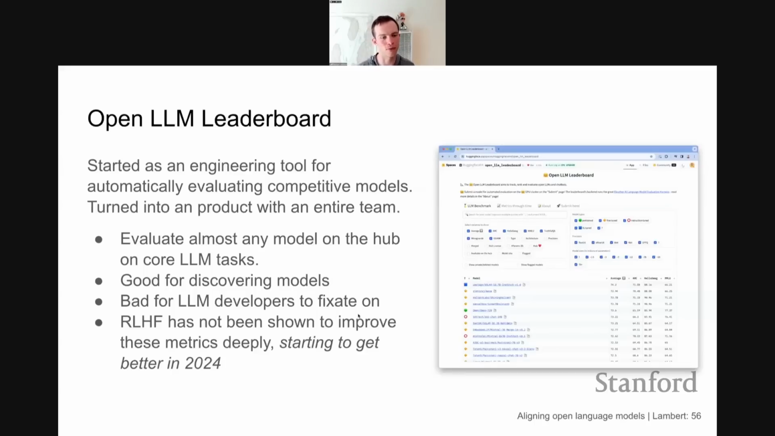And why this leaderboard was so successful is because it gave everyone access to a little bit more signal on the models that they evaluated, but it didn't really solve any of the fundamental problems. And it didn't show us that doing RLHF on models would actually make the scores go up. It's starting to get better today, but that's a year on from the launch of this leaderboard. So these problems are still, this is talking about a section from July of 2023.